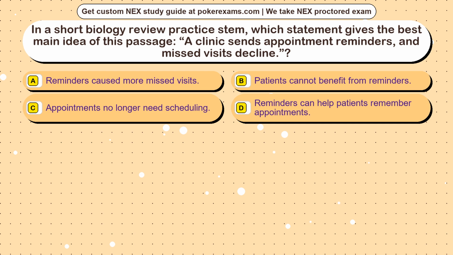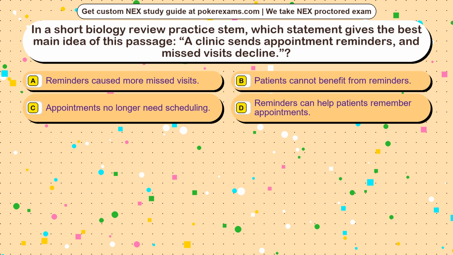A clinic sends appointment reminders, and missed visits decline. Option A, reminders caused more missed visits. Option B, patients cannot benefit from reminders. Option C, appointments no longer need scheduling. Option D, reminders can help patients remember appointments.